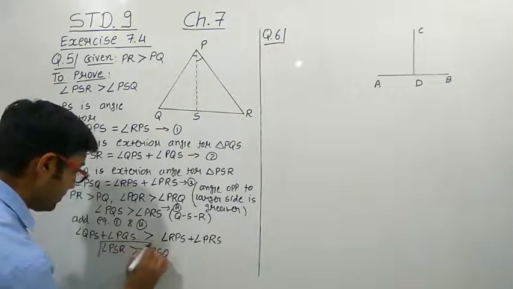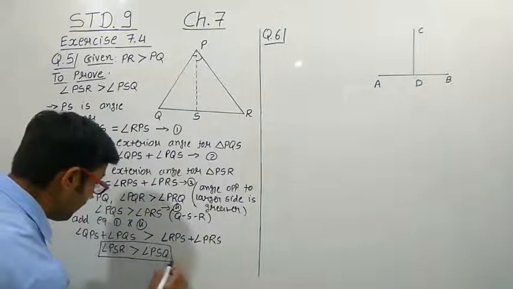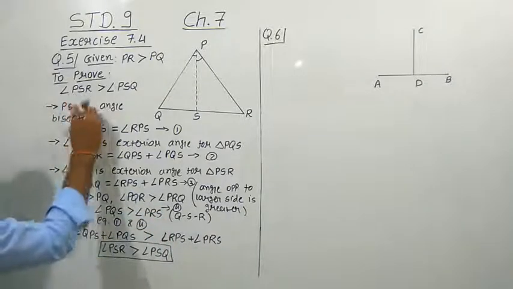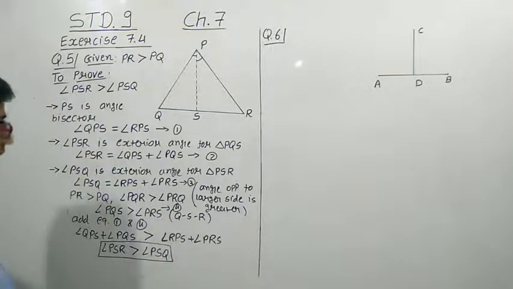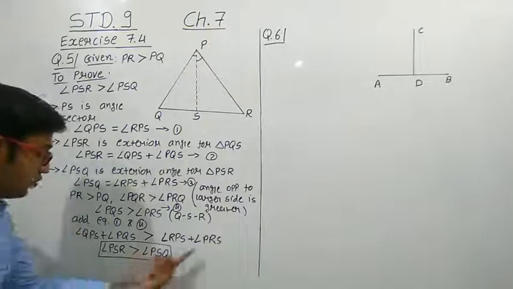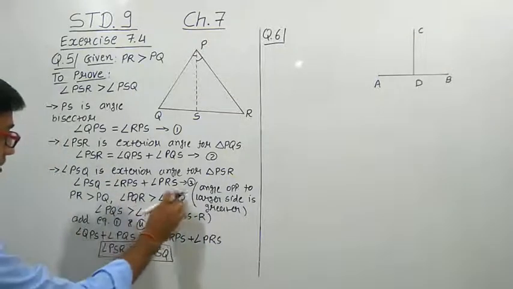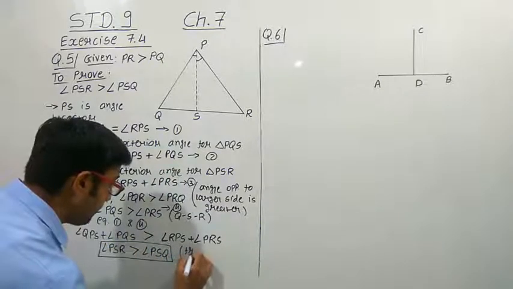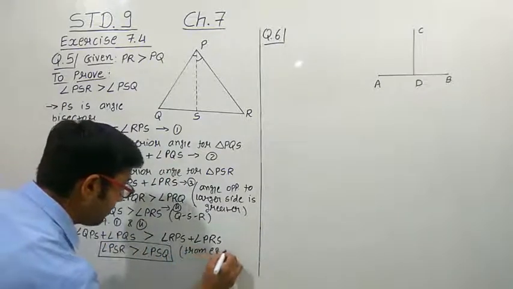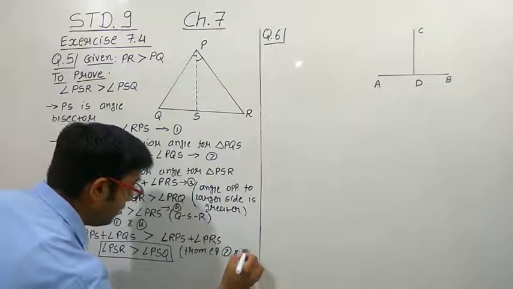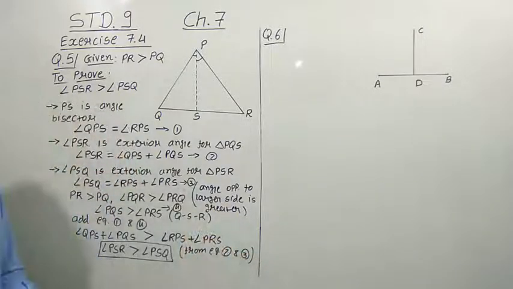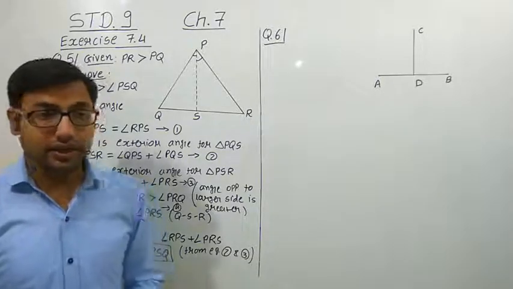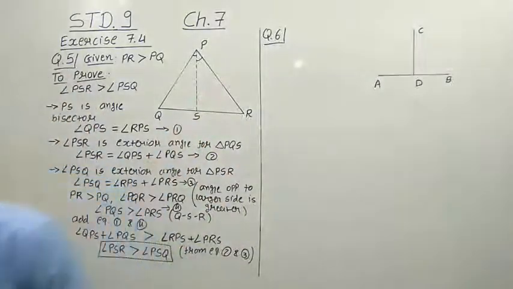So this is our required result that we have to prove, that angle PSR is greater than angle PSQ. These two we can write down according to equation number 2 and 3. From equation number 2 and 3, right? So this we can prove on the basis of the inequality in a triangle.